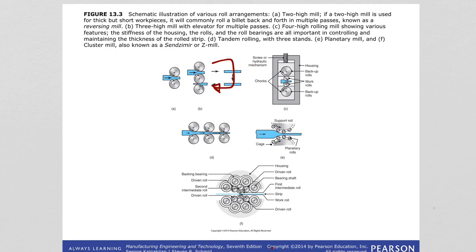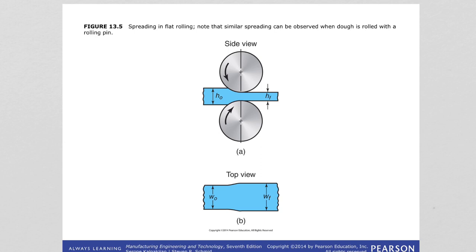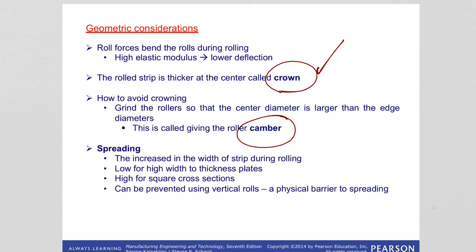So let's see, where is the image? Okay, so here is the side view, right? How we do the flat rolling. But then if you look from above, the top view, as you change the thickness, you are actually increasing the width, because at the end the volume has to stay the same. So it was initially V naught, the width became W naught, and then it became WF at the exit. But this is getting smaller, this is getting bigger. Okay, the thickness is getting smaller, but the width is getting bigger. So this is called spreading.